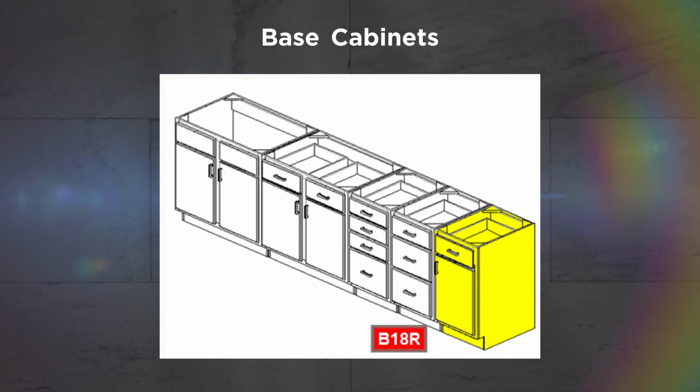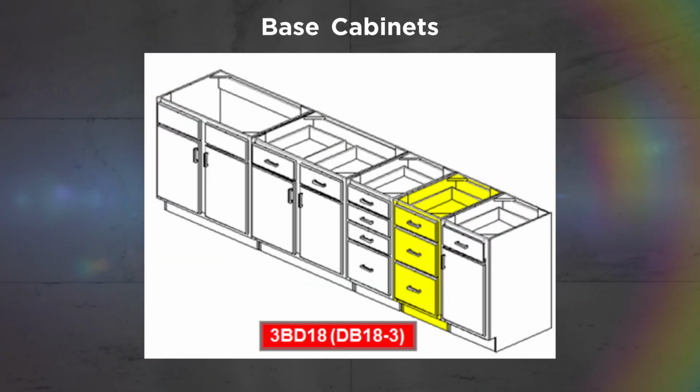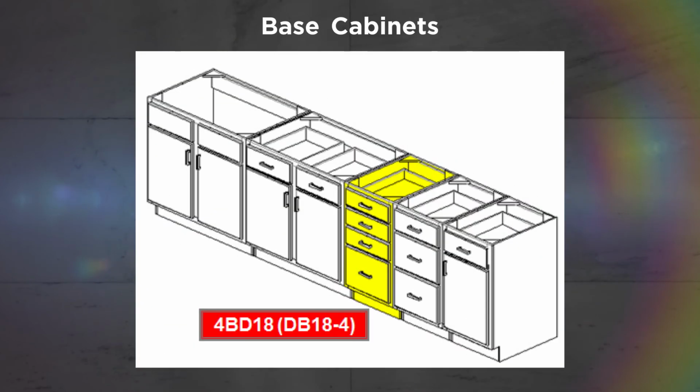Single-door base cabinets with a drawer range in width from 12 inches to 24 inches. A 3-drawer base cabinet 18 inches wide may appear in your catalog with either one of these nomenclatures. Here are two options for a 4-drawer base cabinet 18 inches wide.